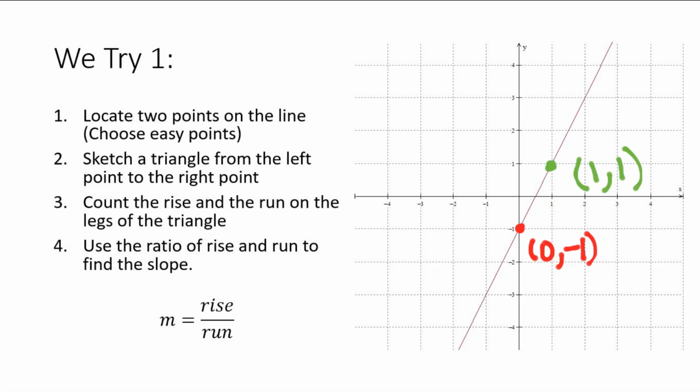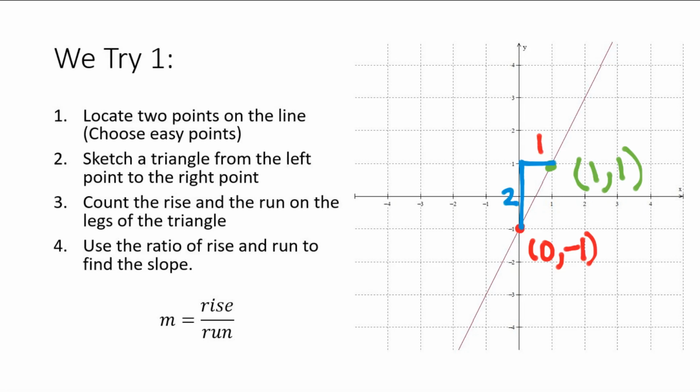They're easy points because they land directly on the grid. If they don't land directly on the grid, then we have to estimate and use fractions, and we may not get the answer we want. So then what I'm going to do is sketch the triangle from the left point to the right point. So I'm going to go like this. This side of the triangle has 1, 2 there, and this side of the triangle is only going 1.